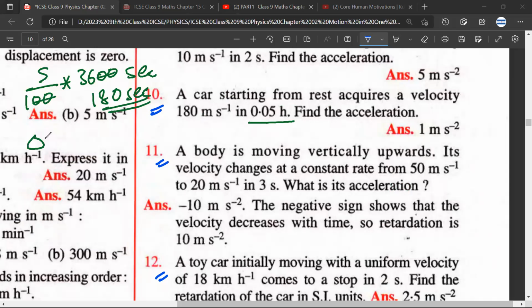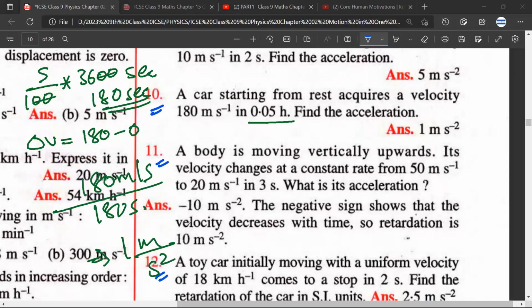So delta V in this case is final minus initial. So final is 180 minus initial is 0. So delta V is 180 meter per second upon 180 seconds. So the acceleration would be 1 meter per second square. Are we clear?